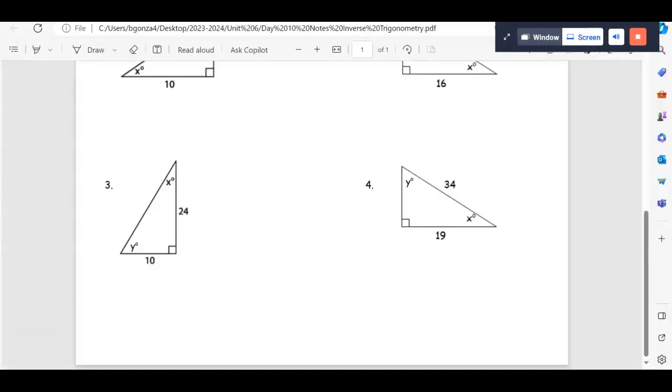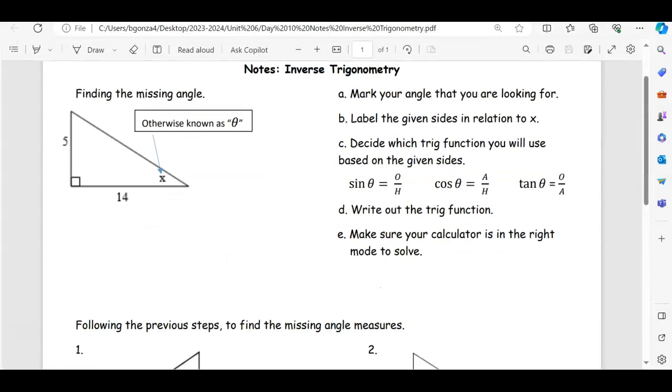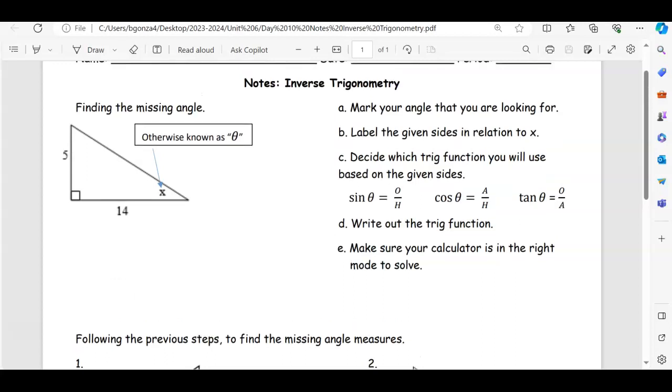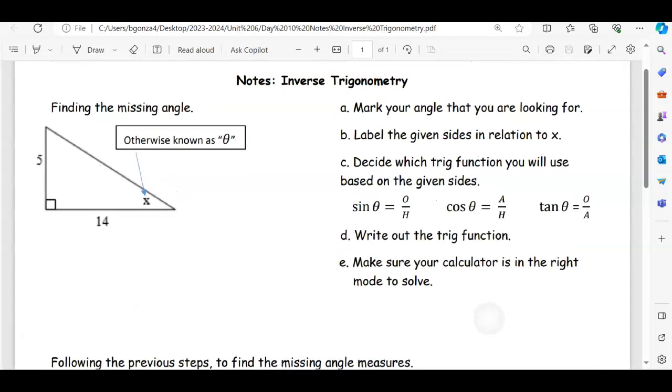Here we go. On your notes, one-sided, couple examples. Okay, so inverse trigonometry. It tells you the steps off to the right. I'll just show you. Okay, we are missing an angle right here. So first of all, does everyone see x is not on the outside? It's not a side. It's the missing angle in the corner here, the vertex. All we've been using trig for is missing sides, but today we can find a missing angle.